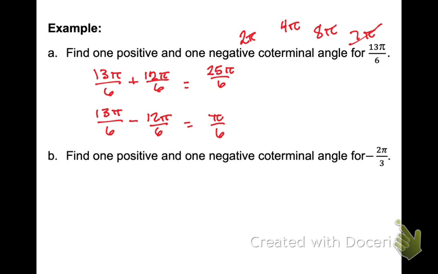Okay, one positive, one negative coterminal to negative 2 pi over 3. So I got to add and subtract what? 2 pi again. Over 3, so it's going to be 6 pi. Over 3. So 6 pi over 3.